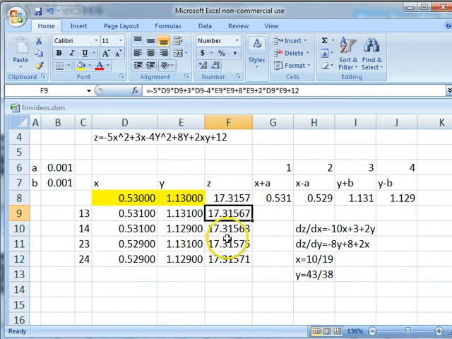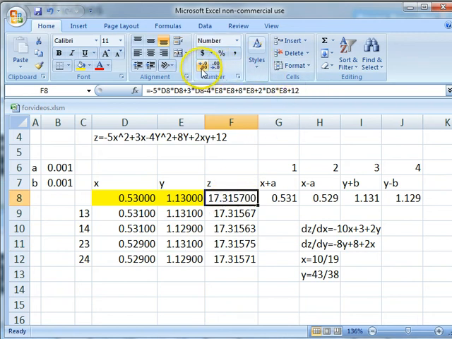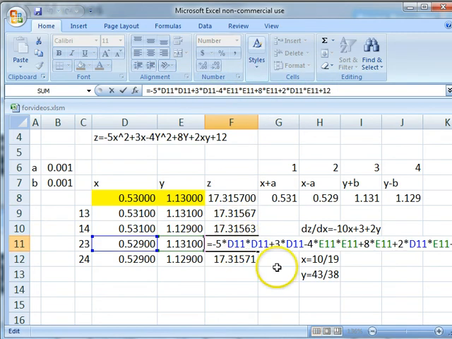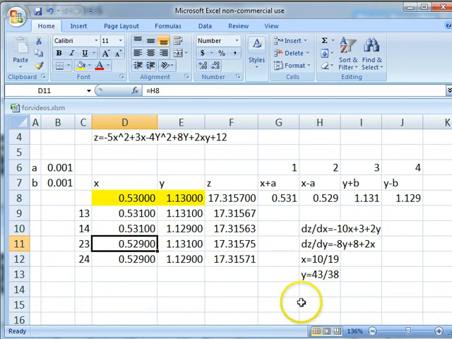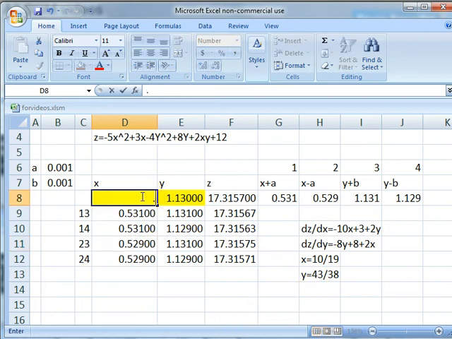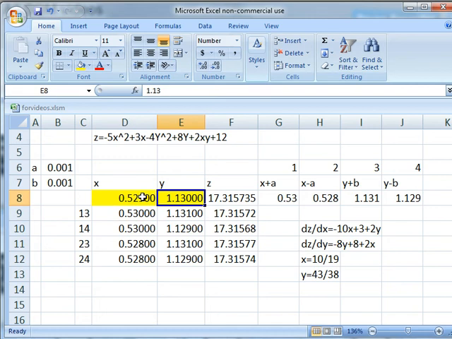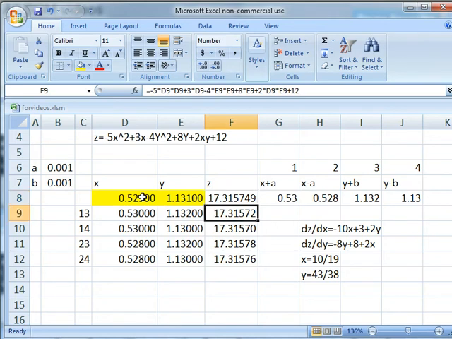We see this might be an improvement. We need to add a number of digits here. Yeah, with this still an improvement, and we will go with 0.529, 1.131, and that gets us to 57, and we keep going in that direction. And from this moment on, it's a matter of how far you want to go.